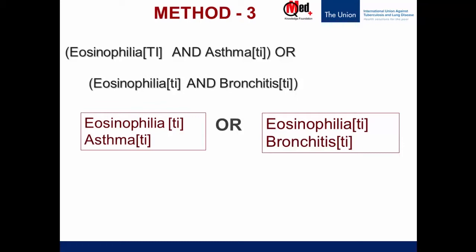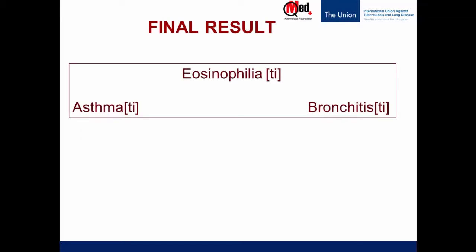How does the final result look like? Let's move on and see. The final result will definitely have eosinophilia in the title, and either asthma or bronchitis in the title. So we saw three methods of combining search terms when there are different Boolean operators. The first method, where we use the correct order, that we combined the two or terms, asthma or bronchitis first, then did the and eosinophilia, is the best method to apply in all searching in databases.